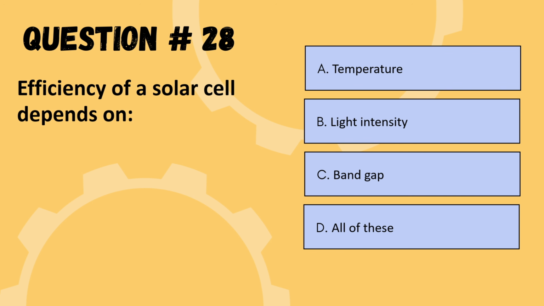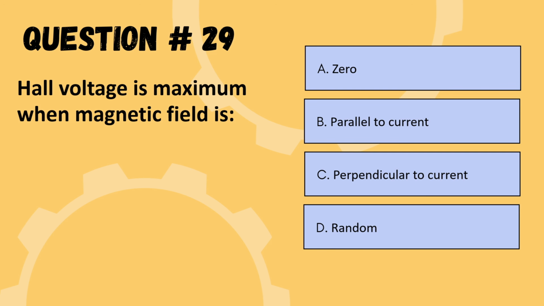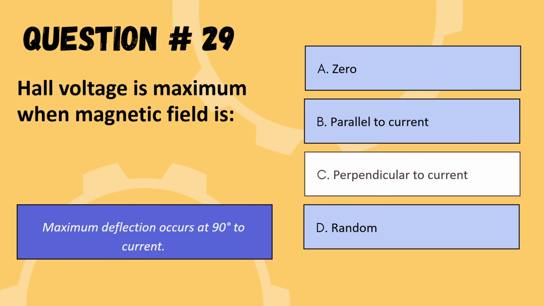Next question is efficiency of a solar cell depends on, options are temperature, light intensity, band gap, or all of these. So the correct option is option D, all of these. So we are moving to the next question. Next question is Hall voltage is maximum when magnetic field is, options are 0, parallel to current, perpendicular to current, or random. So the correct option is option C, perpendicular to current. So we are moving to the last question.